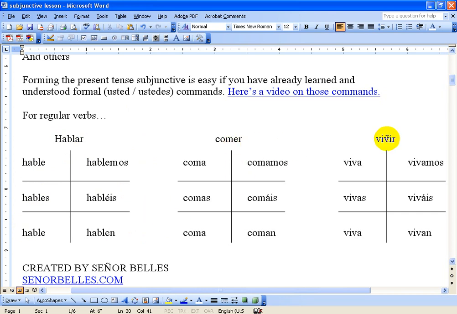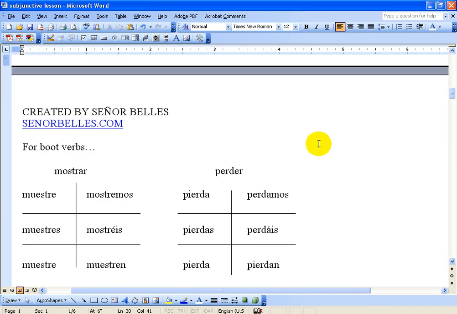And then ER, IR verbs go to an A. So you'll notice it goes coma, comas, coma, etc. And vivir goes to viva, vivas, viva. So it should look a lot like the usted commands that you learned, hopefully a while ago. If not, no big deal, you can learn this now, and if you learn the subjunctive, then the usted commands later will be really easy for you. I'm going to move on here.